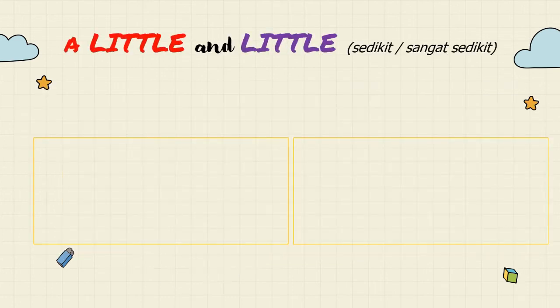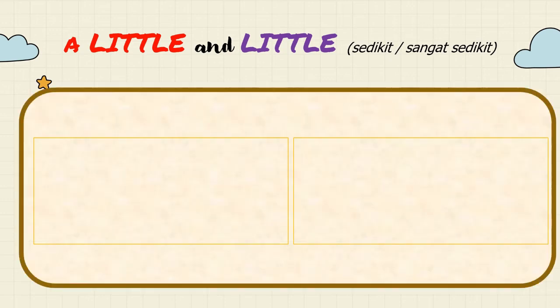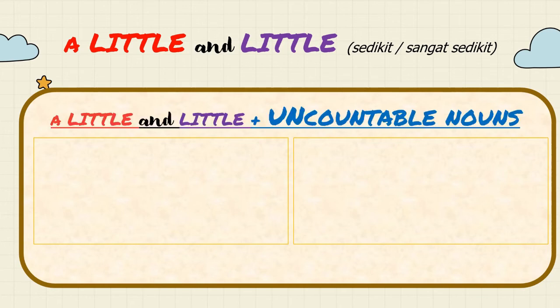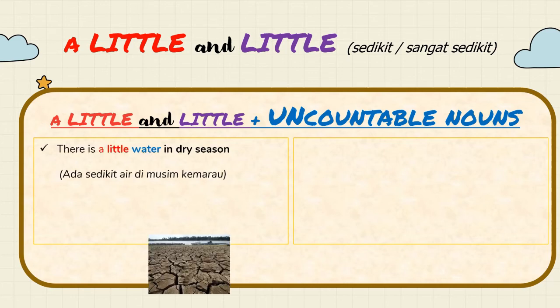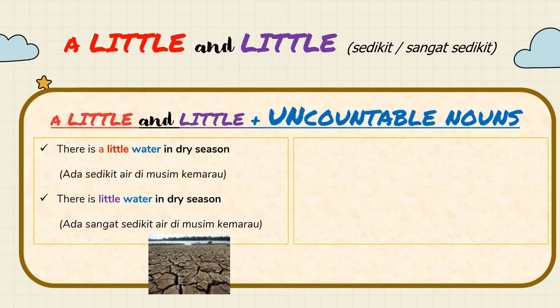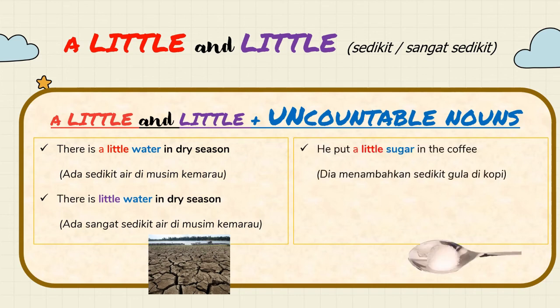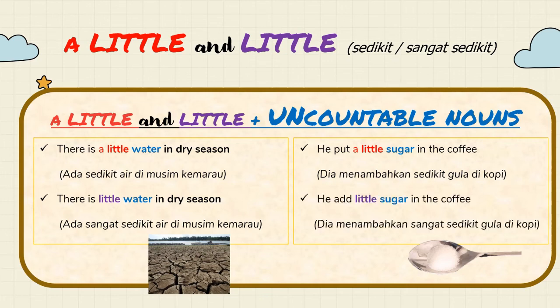Next, we can see a little and little. A little means sedikit, and little means sangat sedikit. They are usually followed by uncountable nouns, diikuti dengan benda yang tidak bisa dihitung. For example, there is a little water in dry season. There is little water in dry season. Second example, he put a little sugar in the coffee. He added little sugar in the coffee.